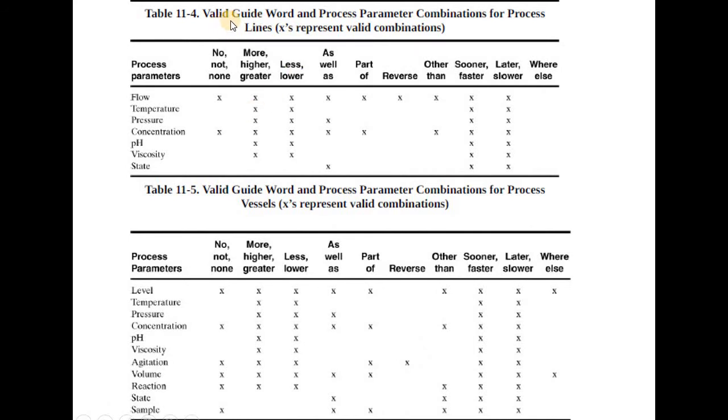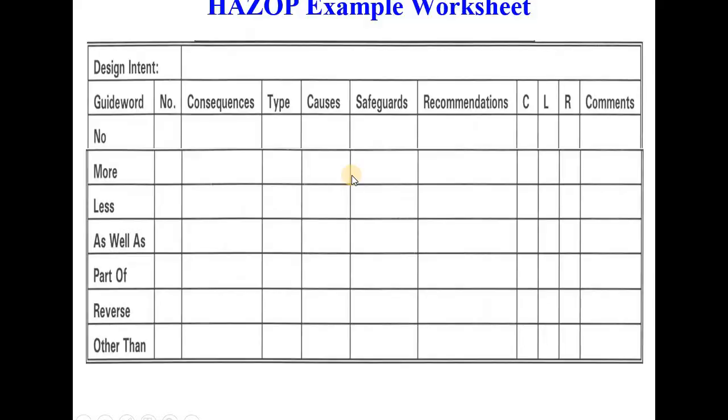So let's see here, for example, there is a guide telling you what is usually used, from their experience. The valid guide word and process parameter combinations for process lines are as follows. For flow, we can say the flow stopped, the pump is not working, the flow increased for some reason, it went down, as well as happening with something else, part of it, it's reversed. The temperature stopped? You cannot say the temperature stopped, you cannot say the pressure stopped; it's either up or down. For concentration, there's no input of concentration, nothing getting in. But you cannot say there's no pH, right? These are the things that you can usually find.